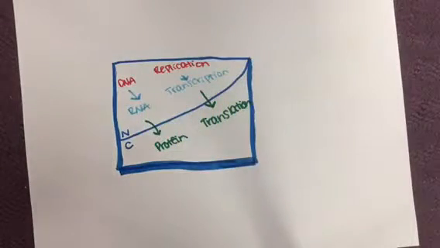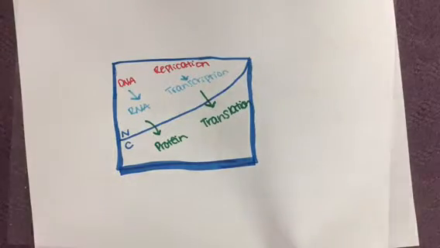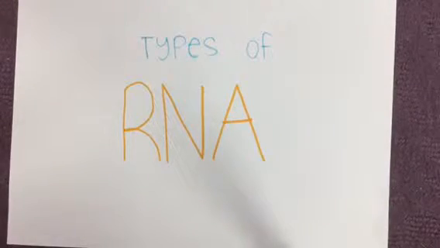To summarize, the central dogma describes the flow of information from DNA to RNA to protein. Protein synthesis goes in the order of DNA replication, transcription, and translation. There are 3 types of RNA: mRNA, tRNA, and rRNA.